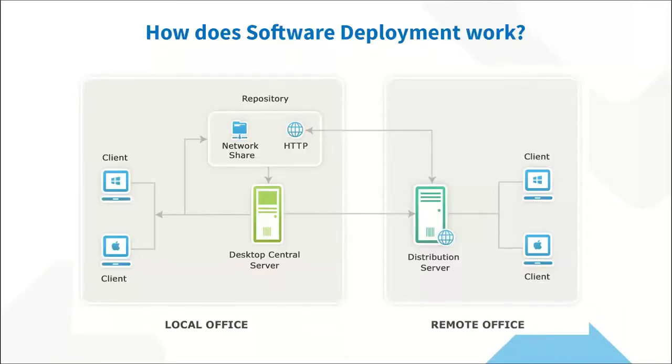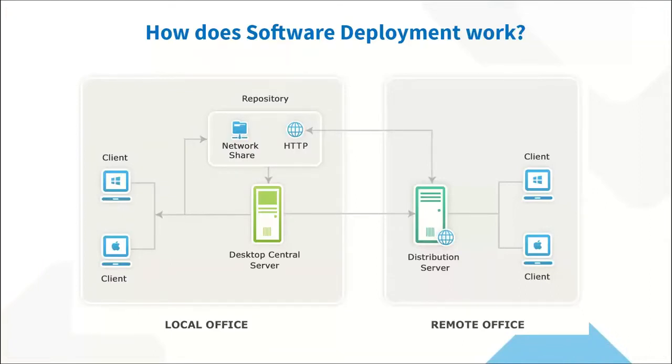So let me quickly give you a brief on how software deployment architecture works with respect to Desktop Central. As you already know, Desktop Central is a client-server model. So in Desktop Central, you have software repositories. We have two types of repositories. One is your network share and the other is your HTTP repository.